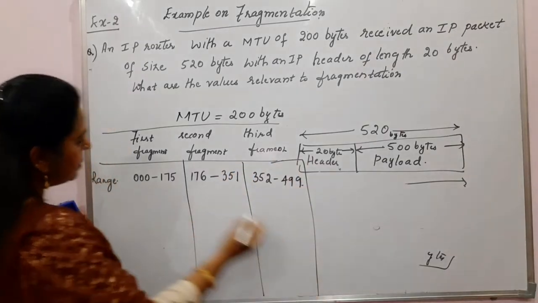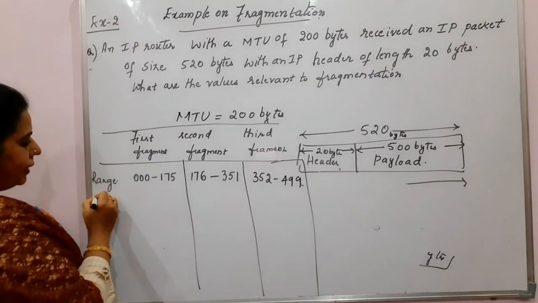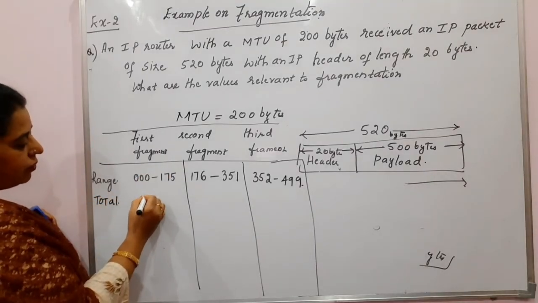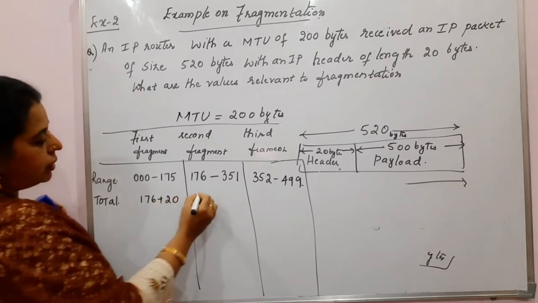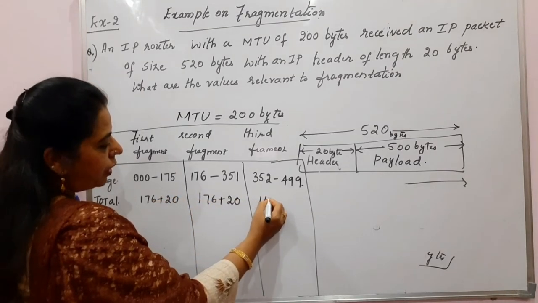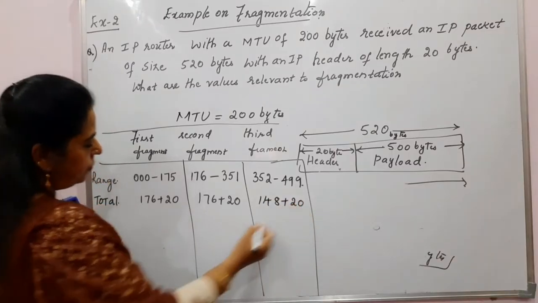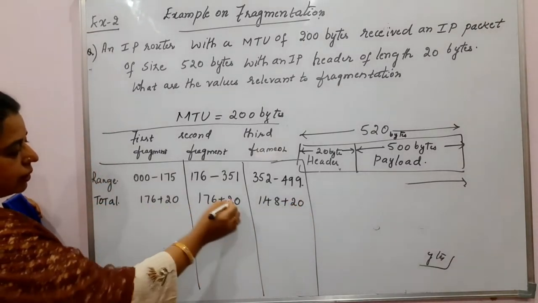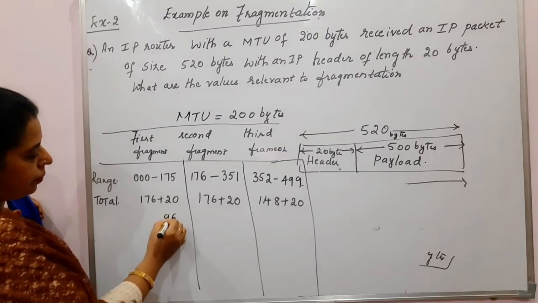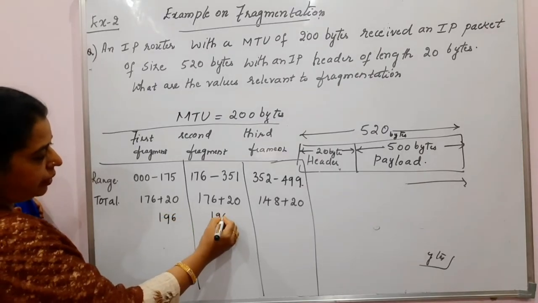The range of bytes. Then once you write the range of bytes, you can write down the total length also. Total length is how much here? 176 plus 20, in this case. And here it will be 148 plus 20. Add these numbers and write them down. So it is 196.